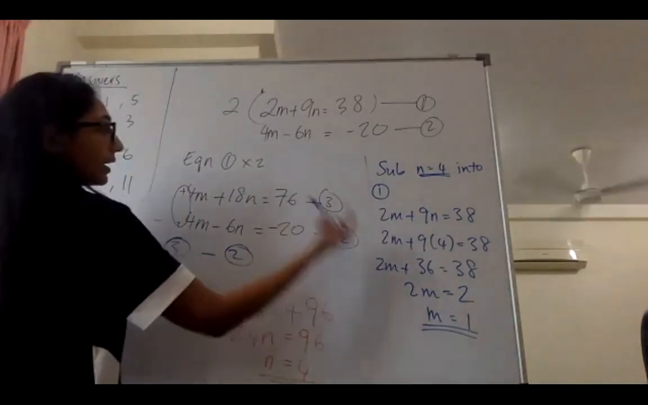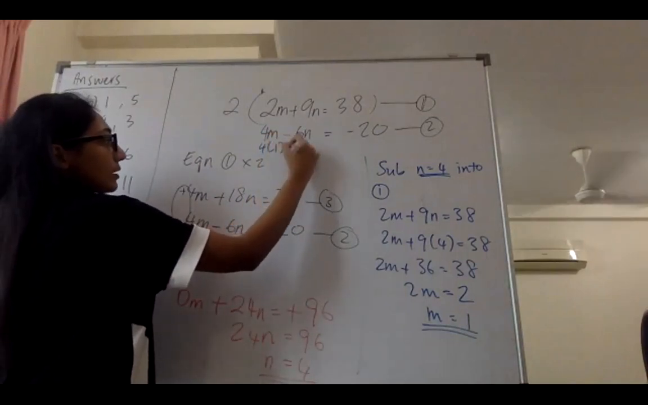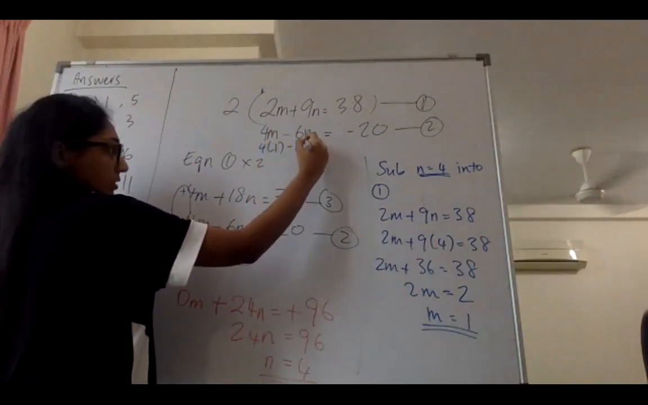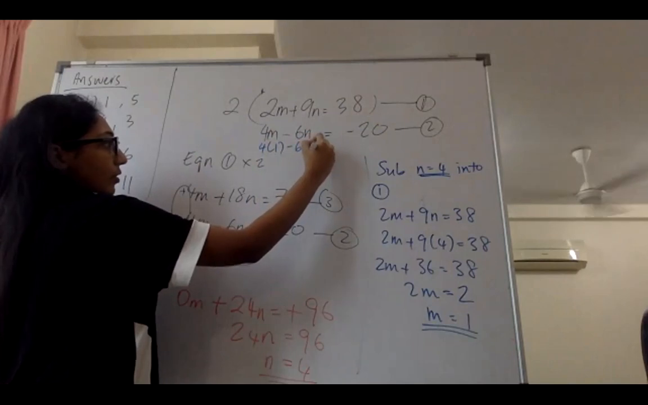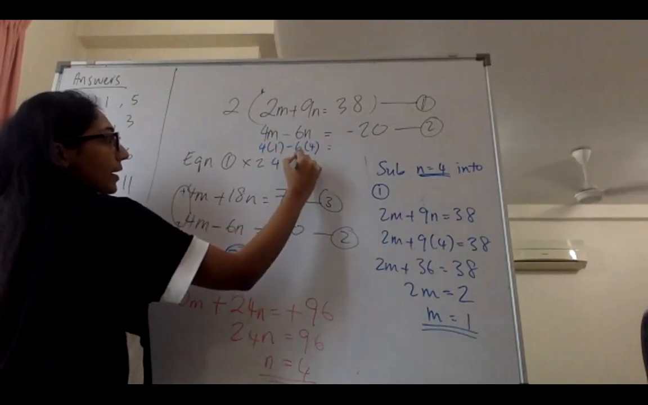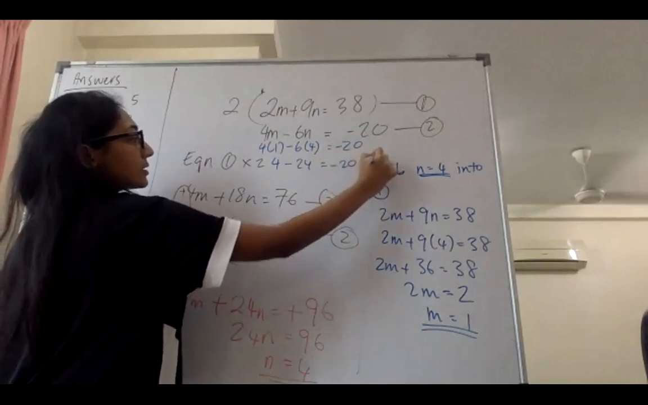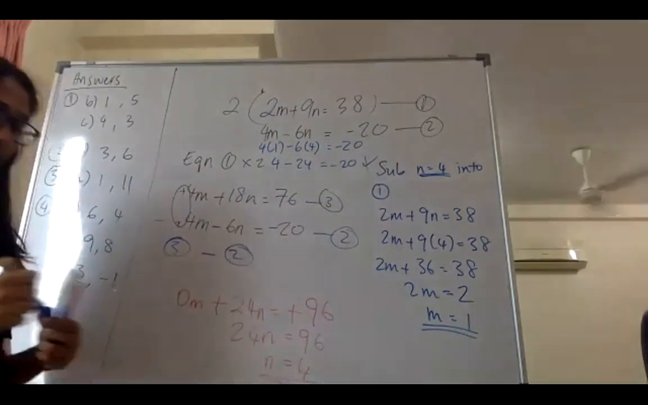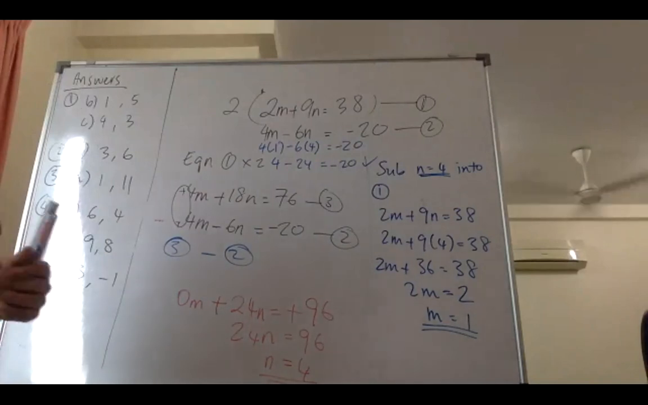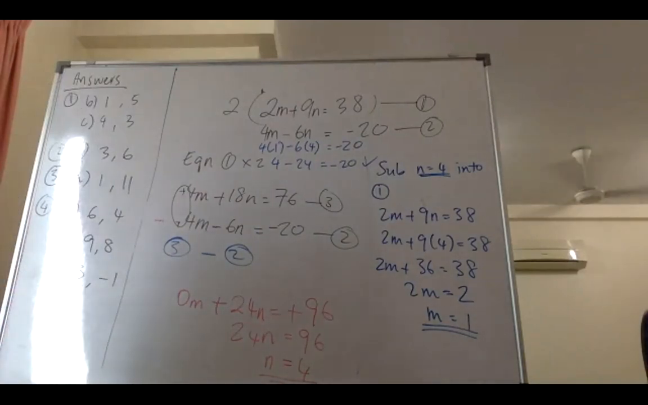So let's try putting it in. m is 1, n is 4. 4 minus 24 is negative 20. So m is 1 and n is 4. Okay? Anyone has any questions?